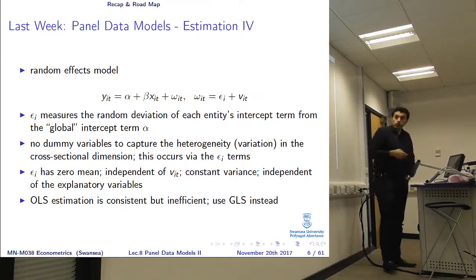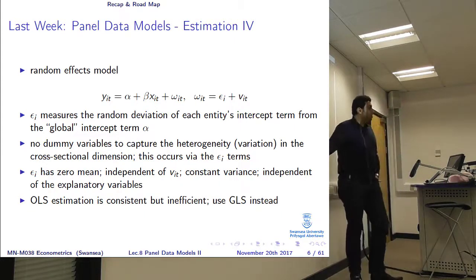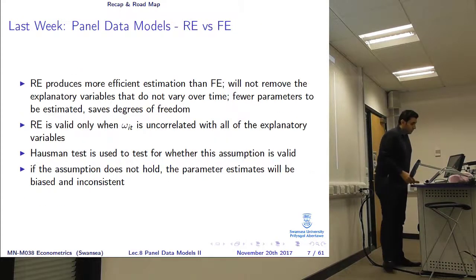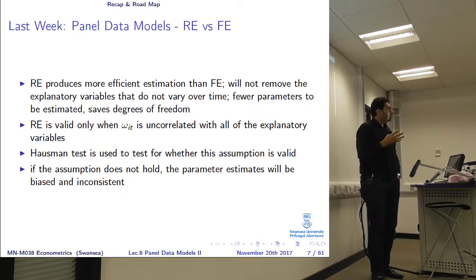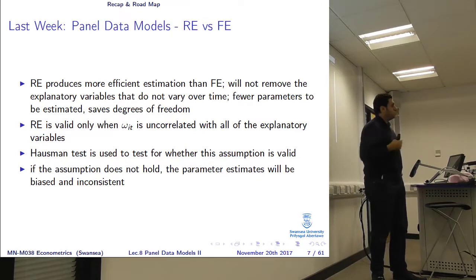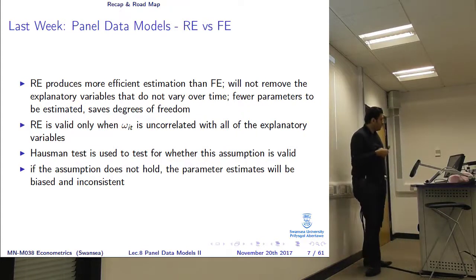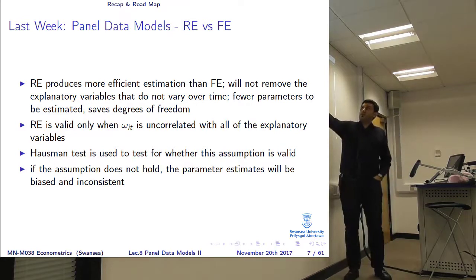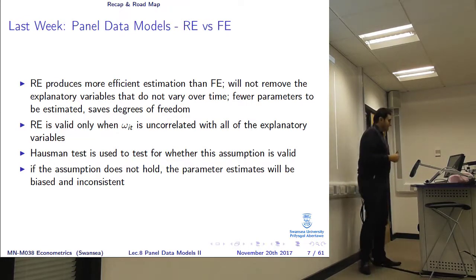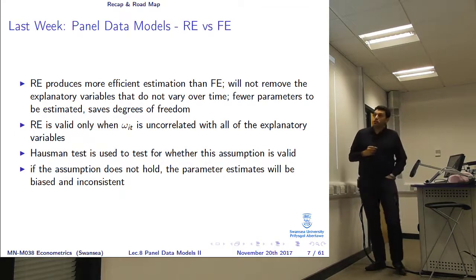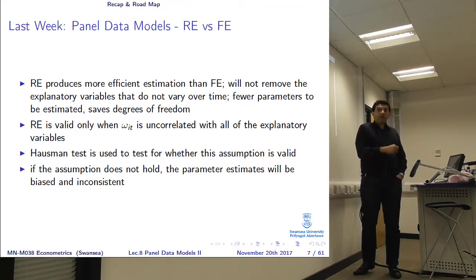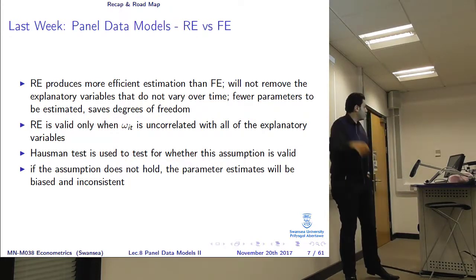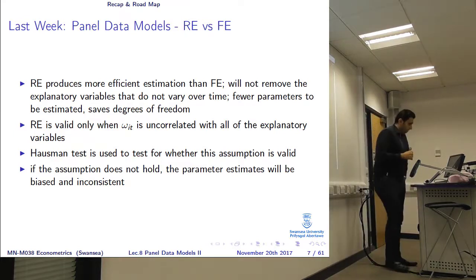We also explained that OLS estimation is consistent but not efficient, and that's why we use GLS estimation instead of OLS estimation. So when we compare these two estimators, random effect with fixed effect, we explained that the random effect model produces more efficient estimation than the fixed effect. And also it will not remove the explanatory variables that don't change over time, and we would have fewer parameters to be estimated. That saves degrees of freedom. We discussed all this last week, and we understand why.